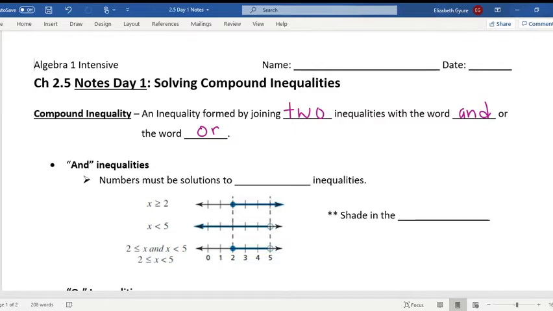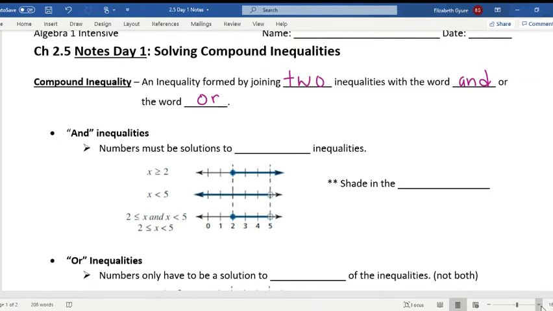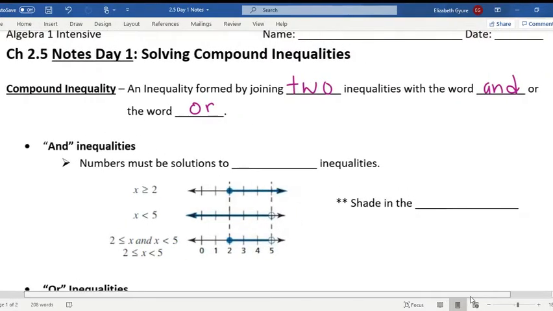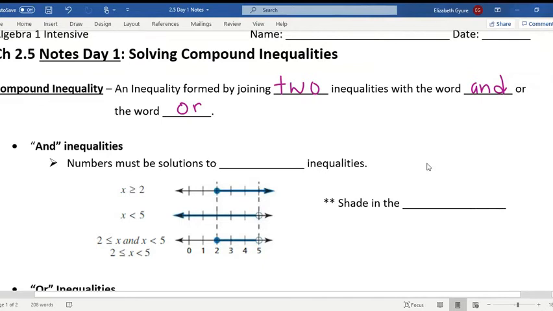All right, so we have two different types of compound inequalities. They could be and inequalities or or inequalities. Think about the difference in just the meaning of the words and or or. If you say you're going to get a sandwich and an apple, you're going to get both. If you say you're going to get a sandwich or an apple, you're probably just going to get one or the other. Same kind of thing works with our math inequalities. So if you're dealing with an and inequality, the numbers must be solutions to both inequalities.